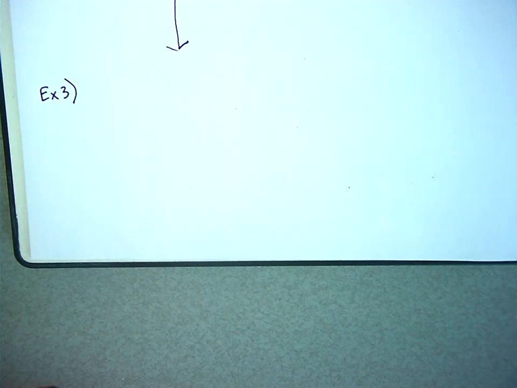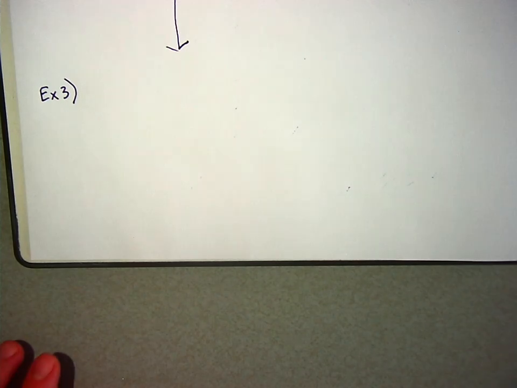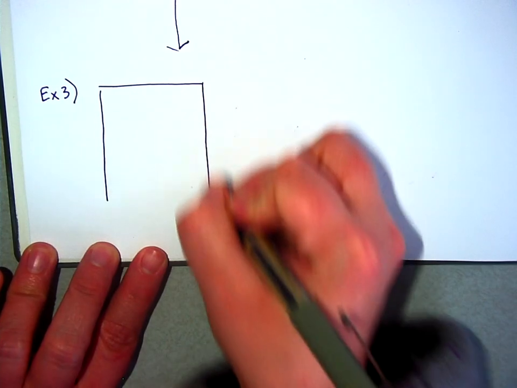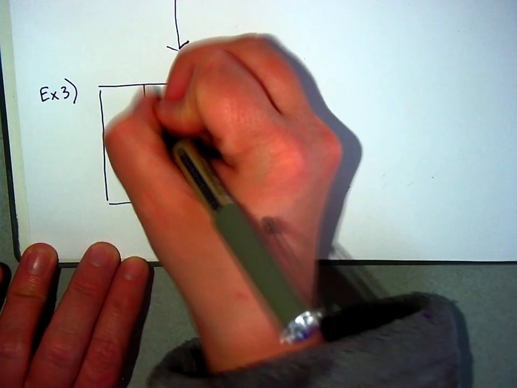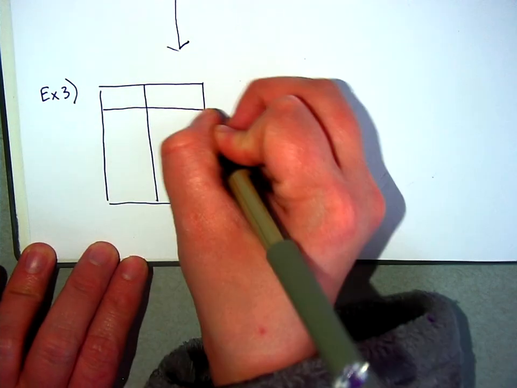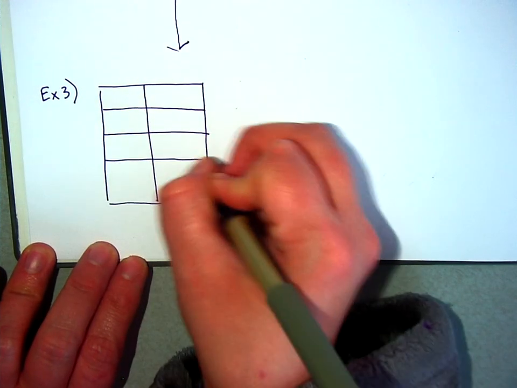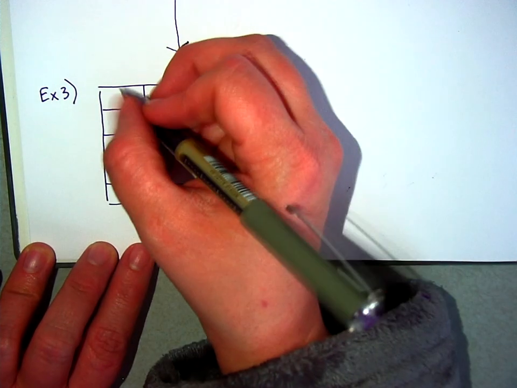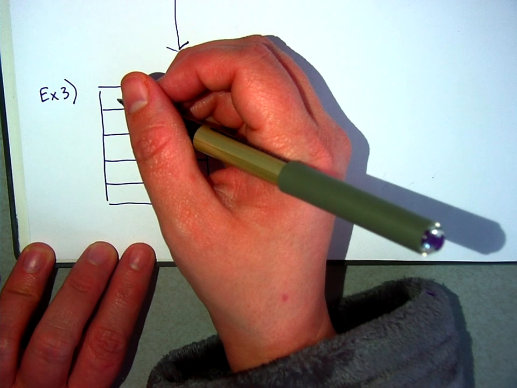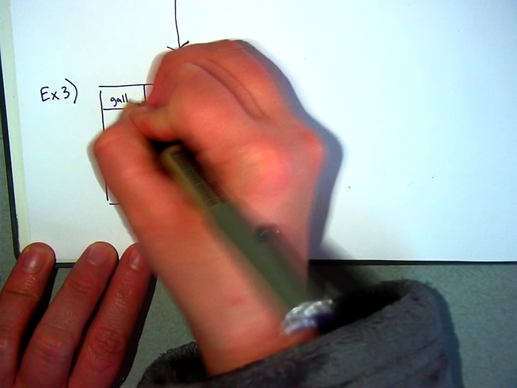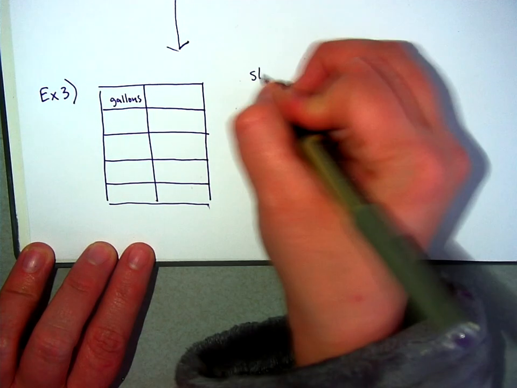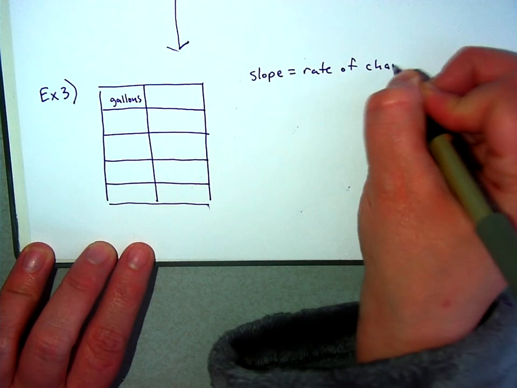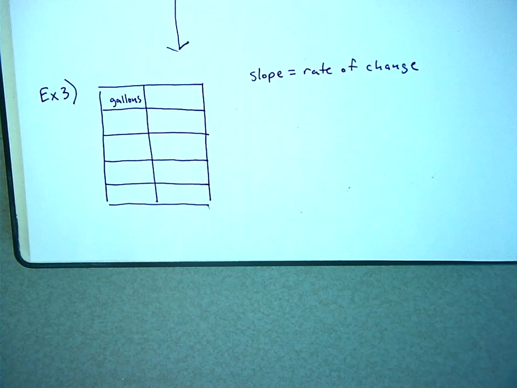All right, example 3. Example 3, I want to go back to looking at tables. So here we go. So another word for slope is rate of change. So slope is the same thing as rate of change. So usually the rate of change has a 1 on the bottom.